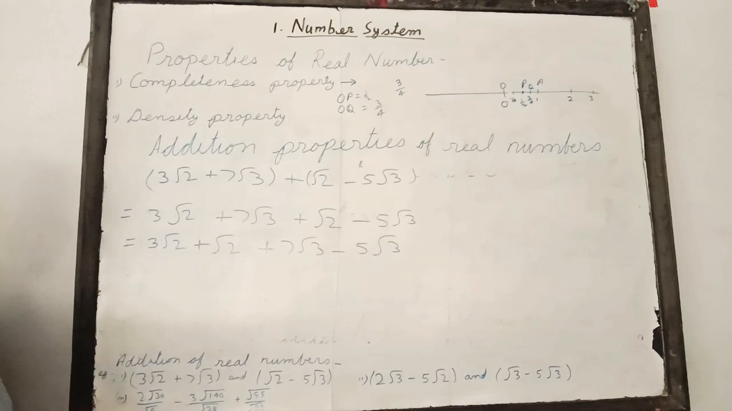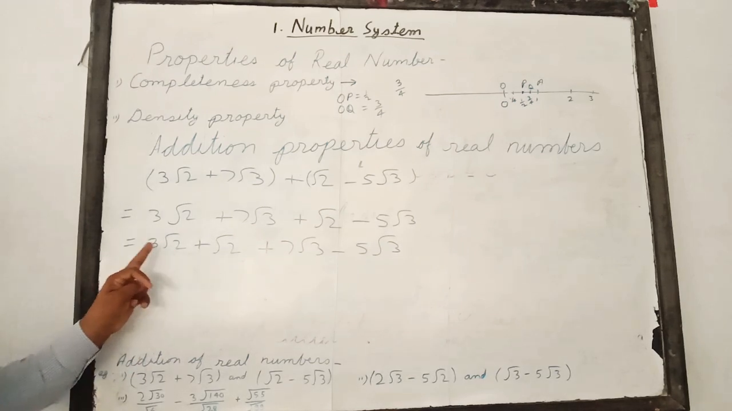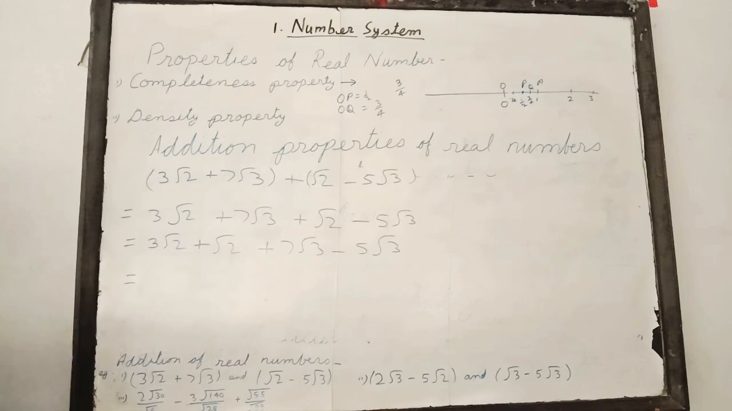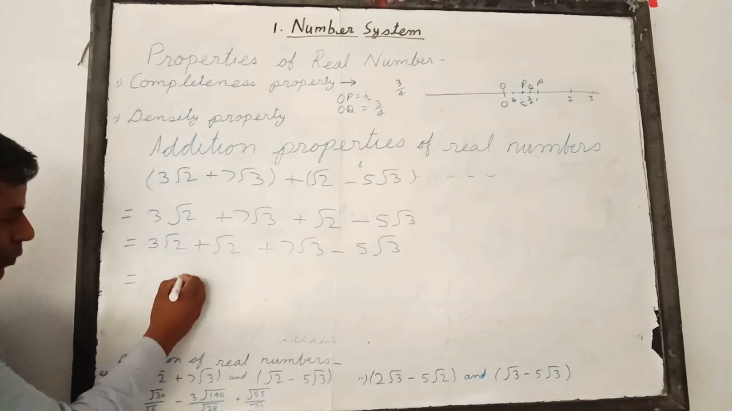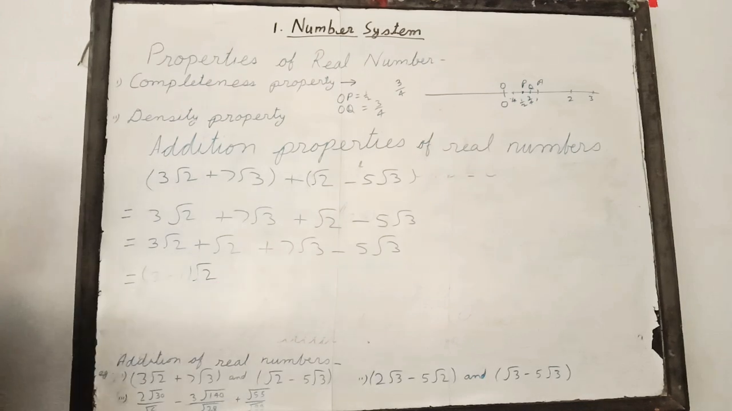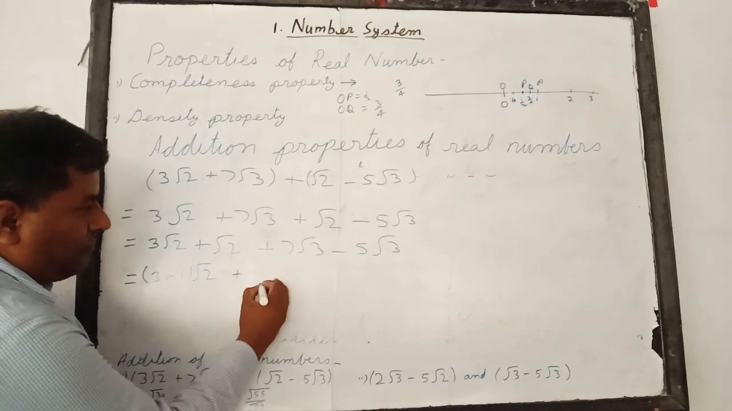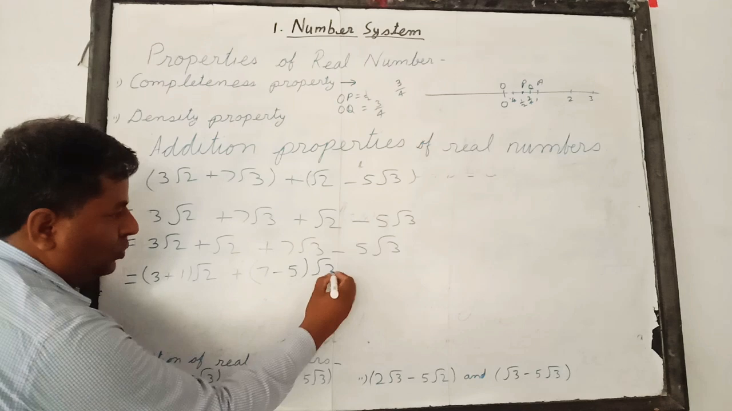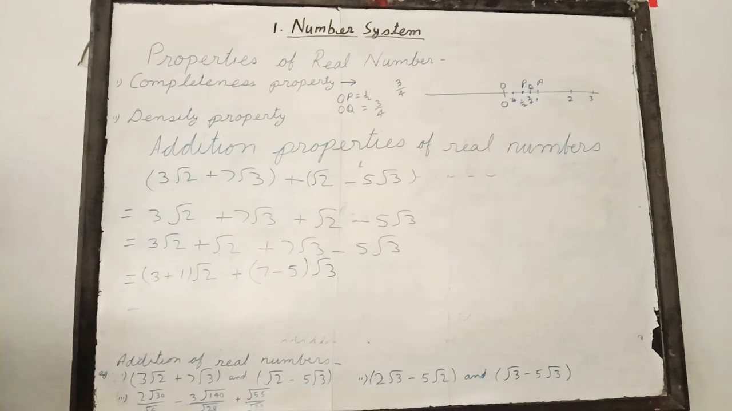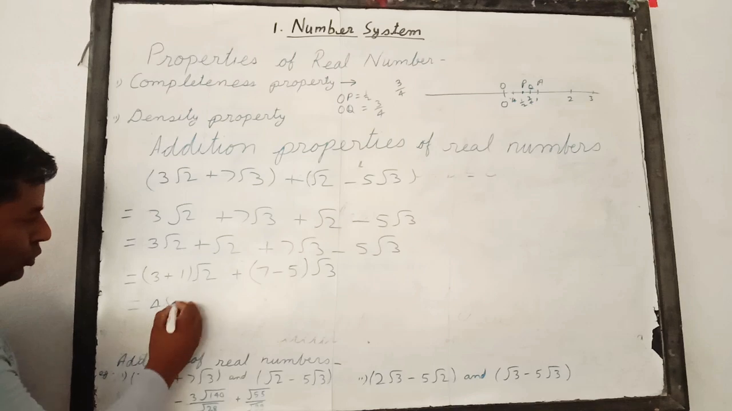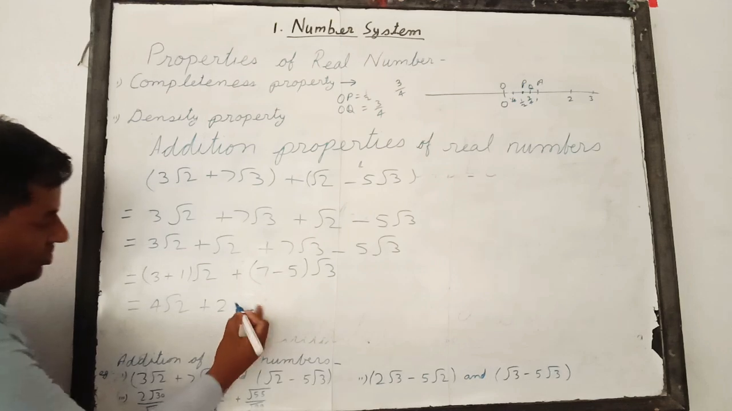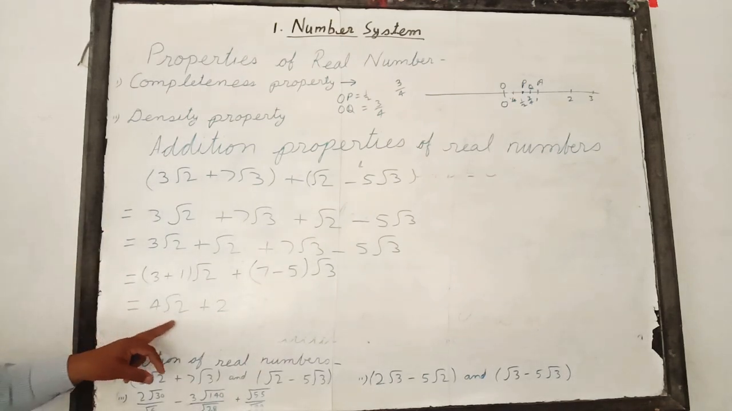Next, what we do? When we have the coefficient of any root, we only add the coefficients of the root. So here the coefficient of root 2 is 3, and here the coefficient of root 2 is 1. So we will take 3 plus 1 into root 2. The same here, plus in brackets the coefficient of root 3 is 7 minus 5, into root 3. So now you can see 3 plus 1, 4 root 2, plus 7 minus 5 is 2 root 3. So the final answer is 4 root 2 plus 2 root 3.